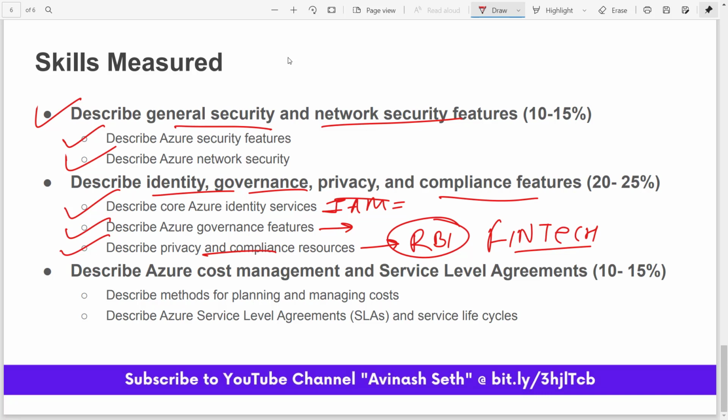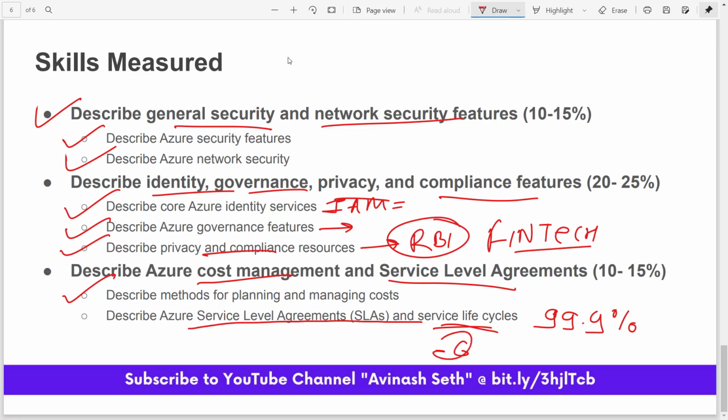And finally, as I mentioned, the cost management and service level agreement. So describe the method for planning and managing cost in Microsoft Azure, and Azure service level agreements and service life cycles. So let's say if I'm using a particular service, what is its service level agreement? Some services have 99.9% of uptime, okay, and service life cycle, like let's say it is 2 years, maybe 6 months, or whatever that is. So all these things we are going to discuss in detail.